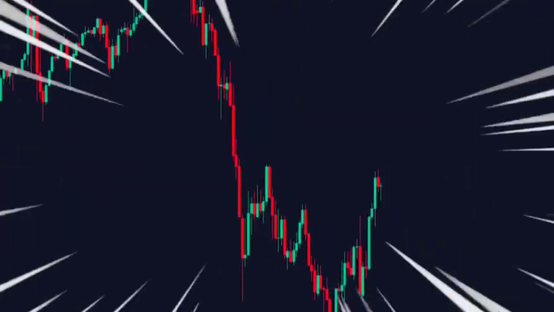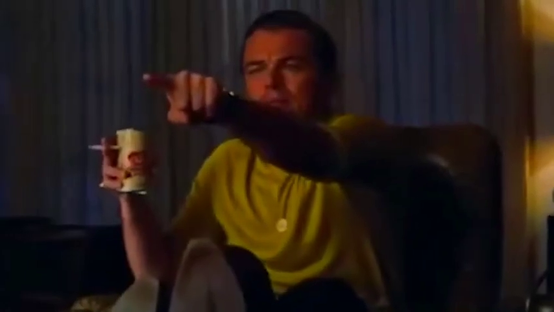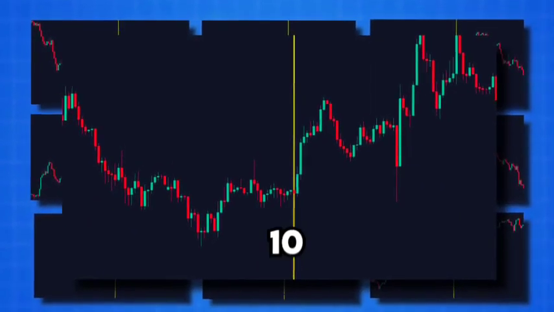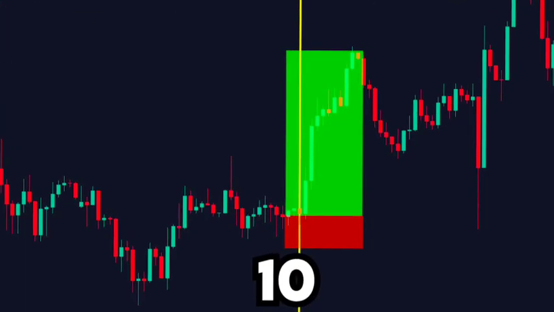Every single morning at exactly 10 a.m., something specific happens in the market, and if you get good at spotting it, you can make a ton of money. For example, here are the past 9 trading days, but if you look closely at exactly 10 a.m. on all of these charts, our strategy is taking place.